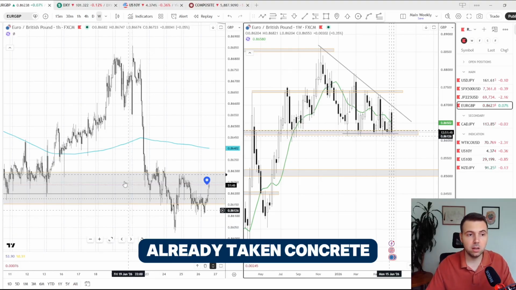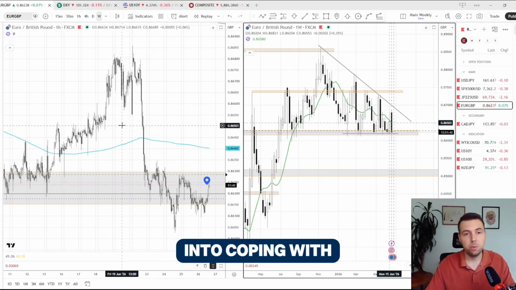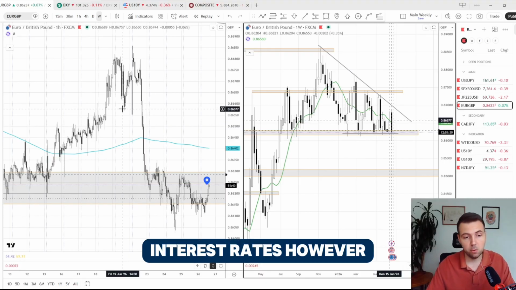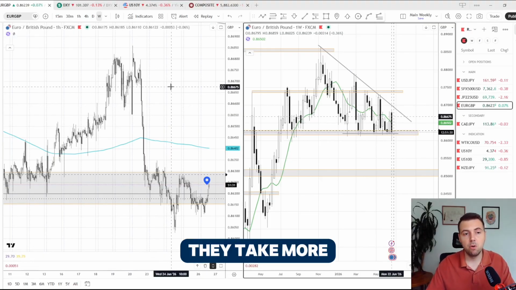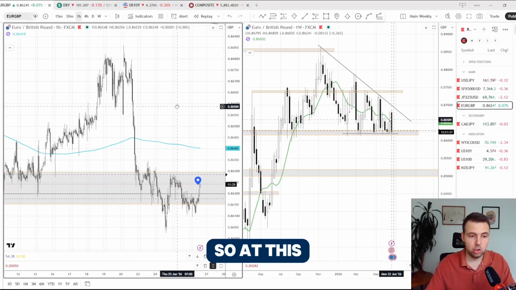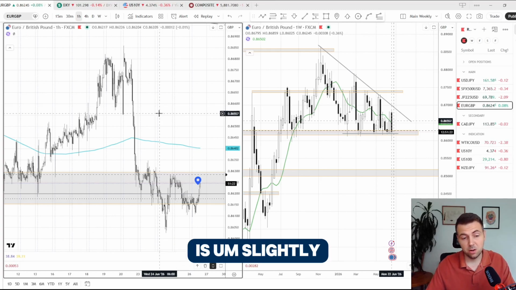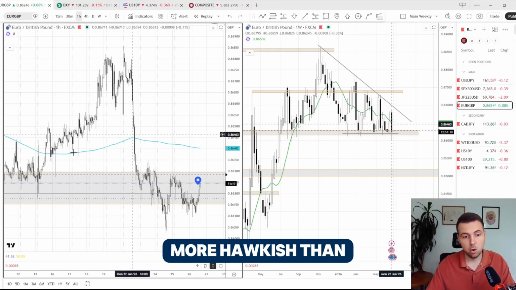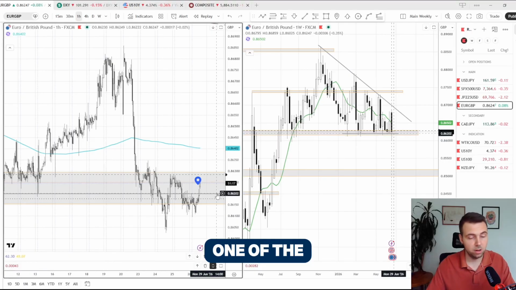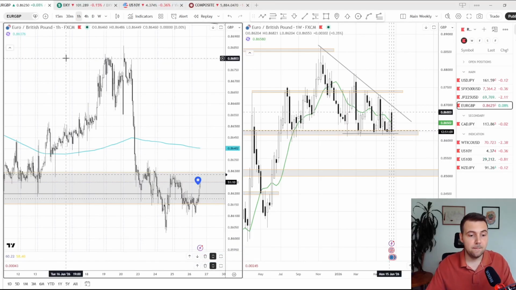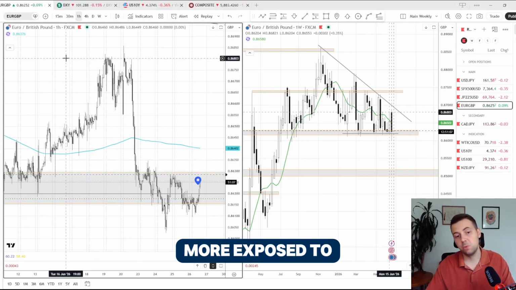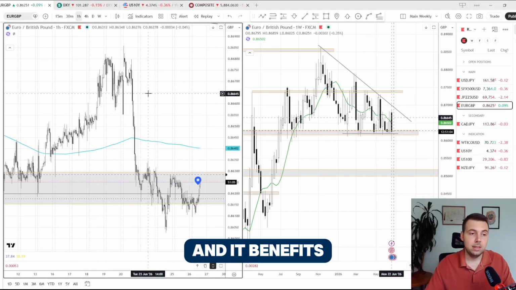However, the ECB has already taken concrete steps into coping with inflation. They hiked interest rates. However, the BOE, the Bank of England, takes more of a wait-and-see approach. So at this point, the European Central Bank is slightly more hawkish than the BOE, and that's one of the fundamental reasons to buy Euro Pound.